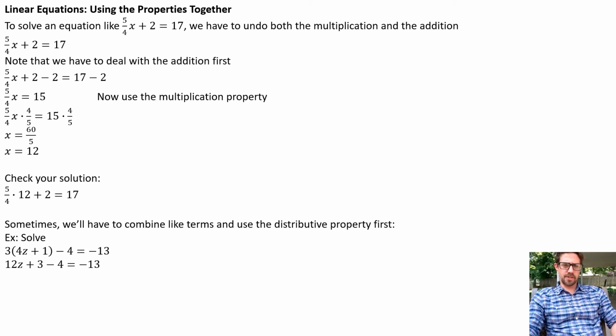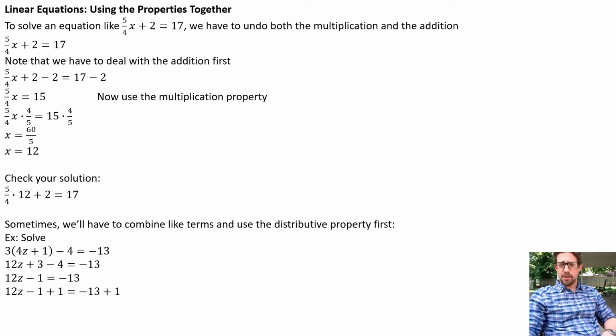All right, 12z plus 3 minus 4 is negative 13. Go ahead and simplify the left-hand side. So get it as simple as you can before you use the addition and multiplication principles. 3 minus 4 is negative 1, so 12z minus 1 is negative 13. Now use the addition principle. Add 1 to both sides. The left-hand side now is just 12z. The right-hand side is negative 12.